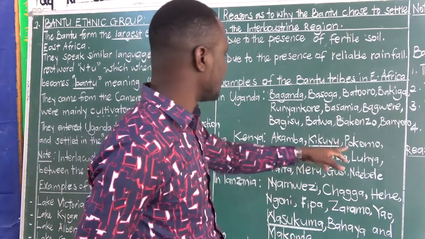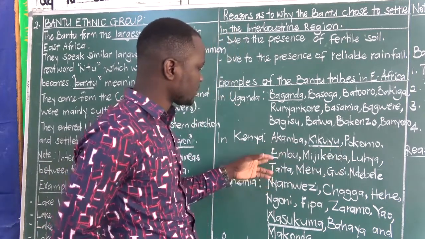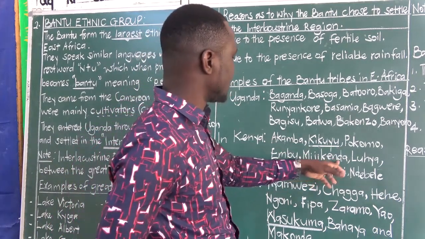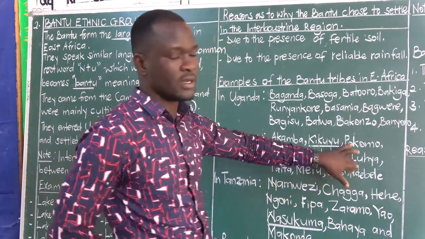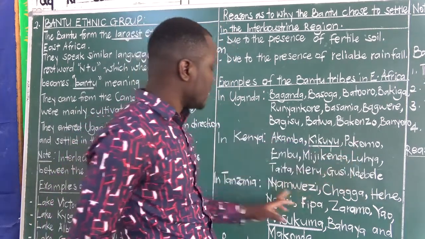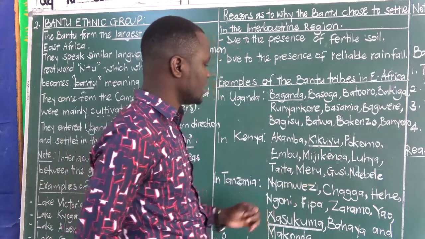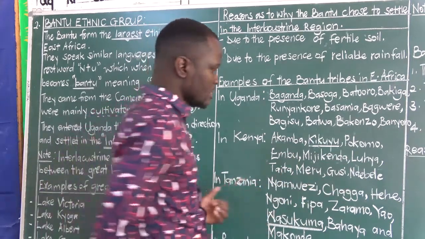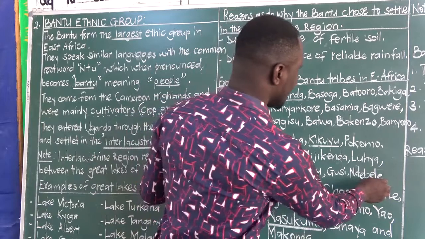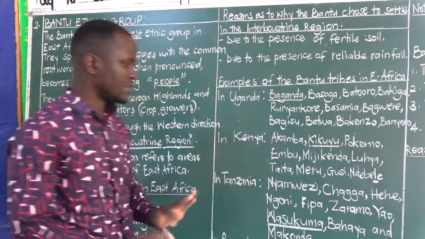In Kenya, we also have the Pokomo, the Embu, the Mijikenda, and the Luhya, that we can also call the Abaluya. Then we have the Taita, the Meru, the Gusii, then the Ndebele. Change in your notes, where you have R, make it L, that is the Ndebele tribe.